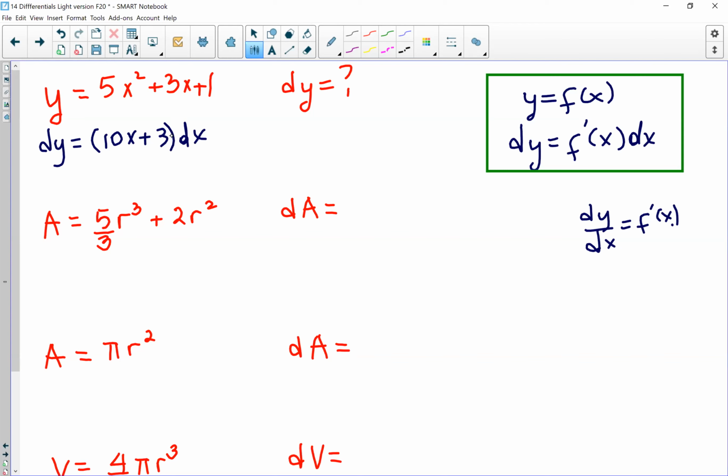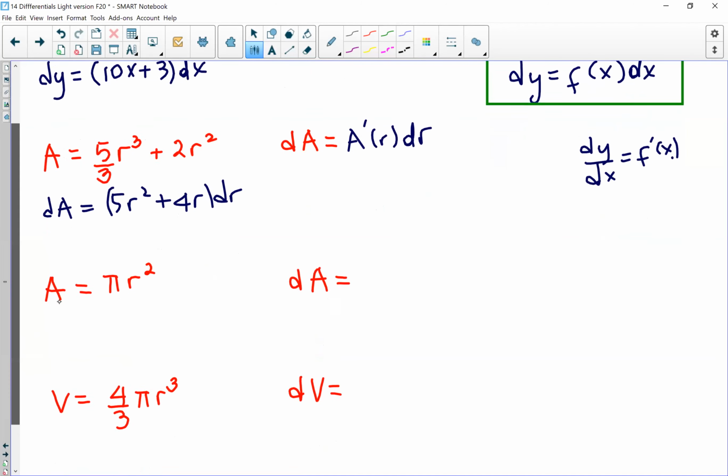So let's do this next function. If the area function is given as this expression, what is dA? The formula is just different letters, but the same idea, right? So you're just going to do A prime of r dr. Instead of x, we have r in this case. So dA equals, differentiate the function with respect to r, bring the power 3 down, 3 over 3, they will cancel. So you have 5r squared plus 4r dr.